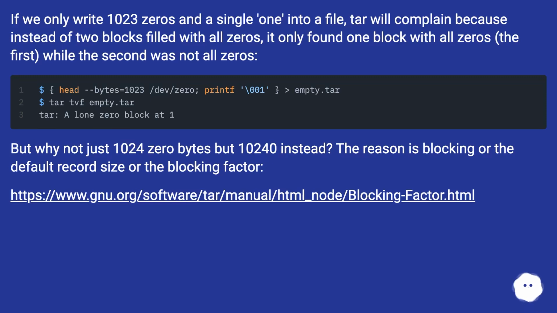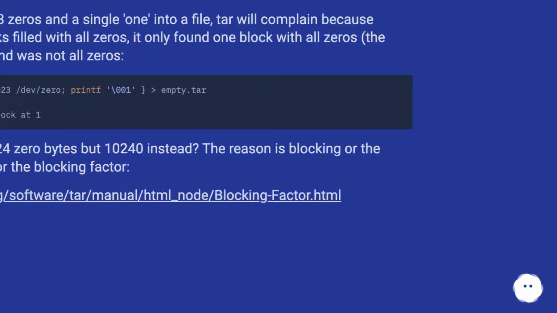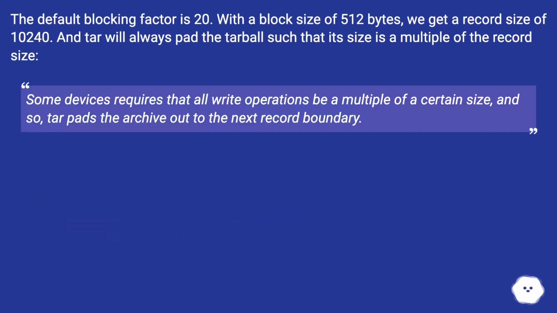But why not just 1024 zero bytes but 10,240 instead? The reason is blocking, or the default record size, or the blocking factor. This URL. The default blocking factor is 20. With a block size of 512 bytes, we get a record size of 10,240.